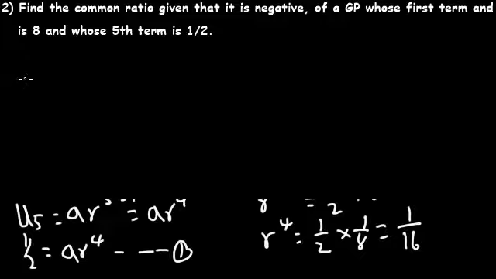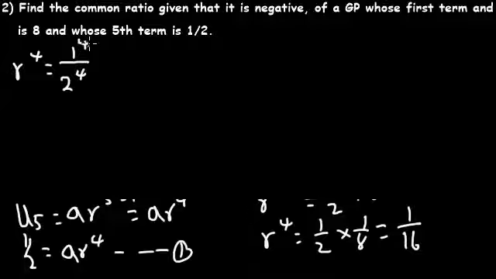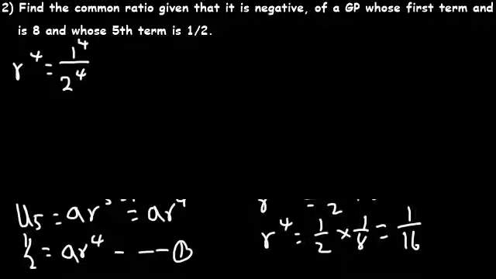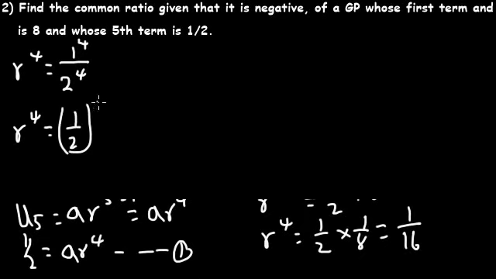Since 16 can be written as a power of 4, we have r raised to the power of 4 equals 1 over 2 to the power of 4. And if we give 1 a power of 4, the result won't change. Now at this point, this 4 can be taken outside. And then we have r raised to the power of 4 equals 1/2 to the power of 4. Now since the exponent is the same at both sides, it means the base will also be the same for that statement to be equal. So therefore, r will be equal to 1/2.